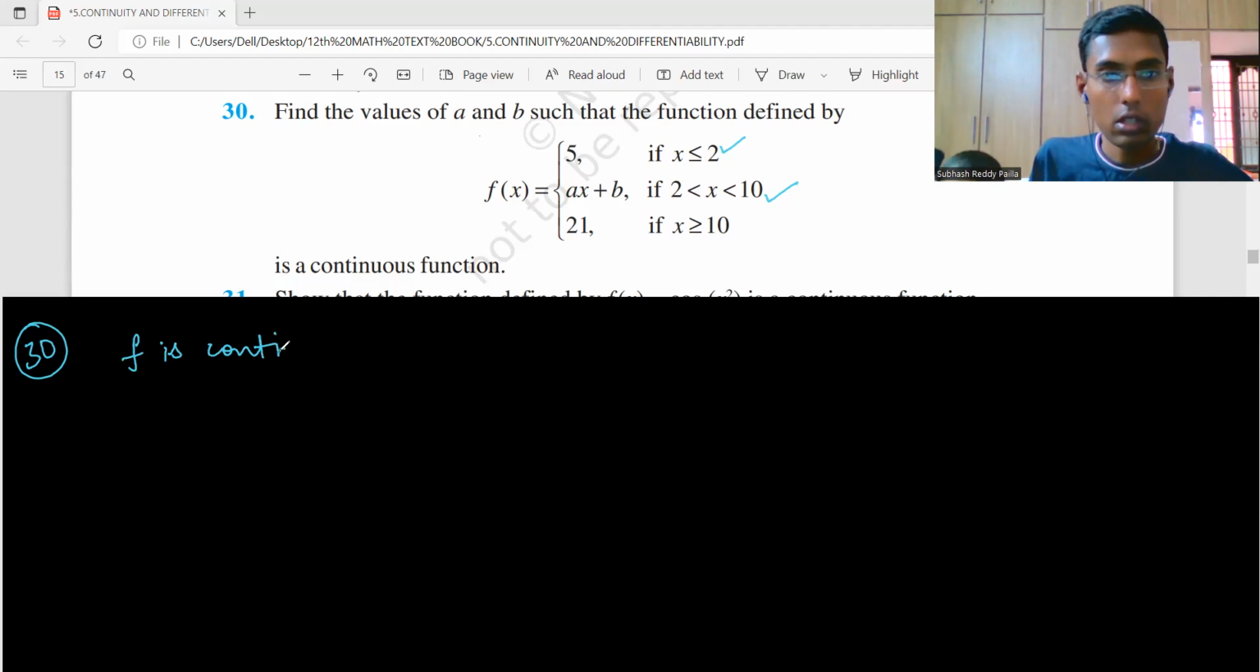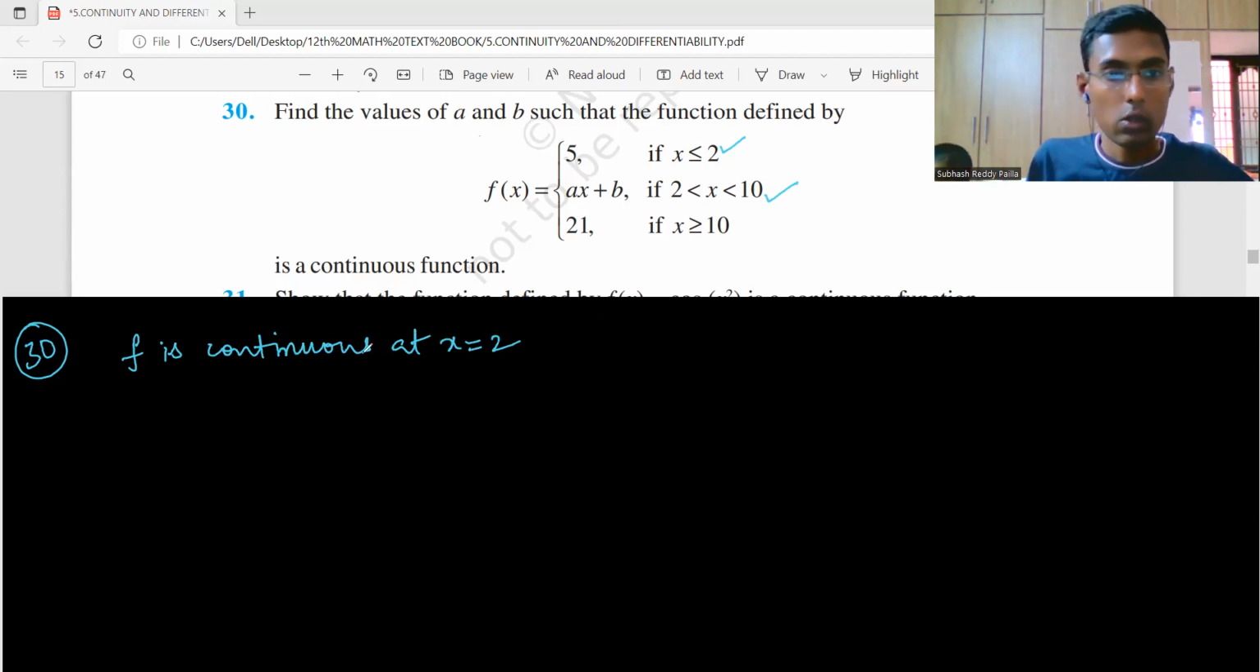Function defined by f of x equal to 5, ax plus b, and 21 is a continuous function. So if it is a continuous function, it means continuous at 2 and continuous at 10 also. Therefore, what we can write is f is continuous at x equal to 2.